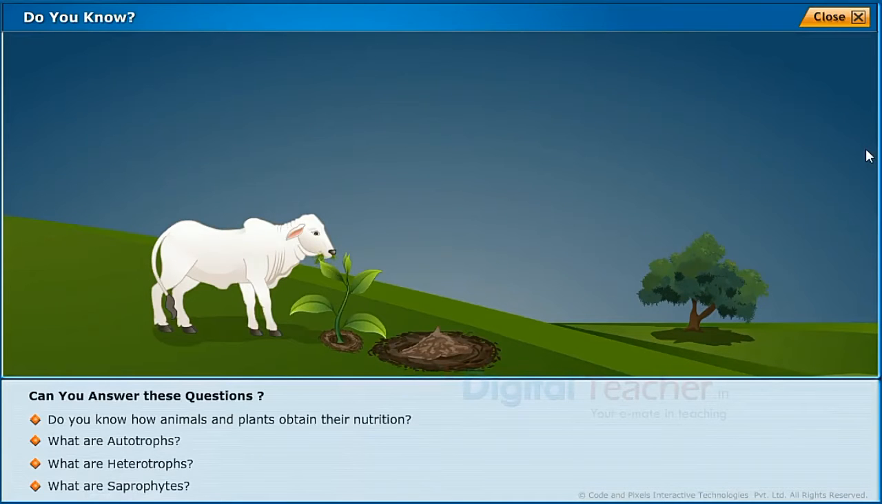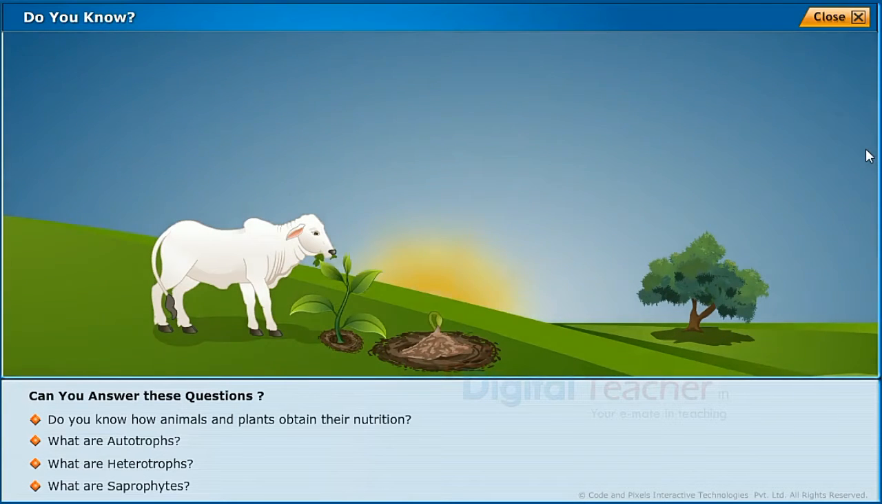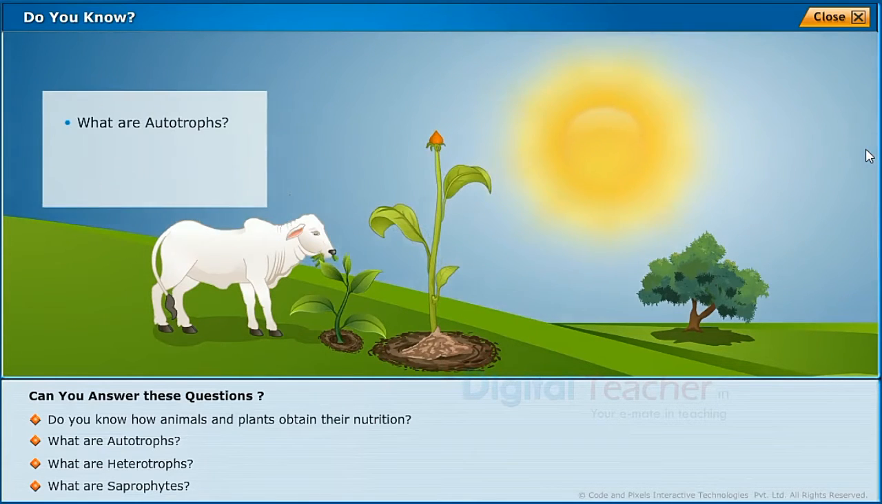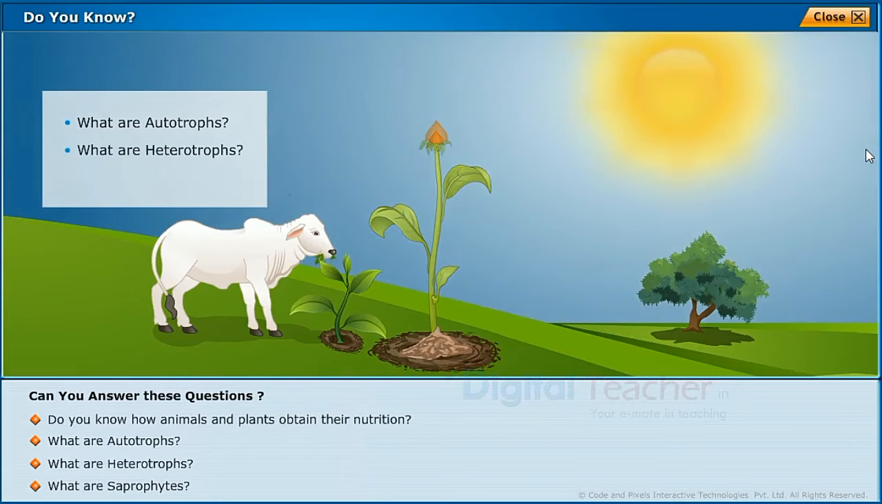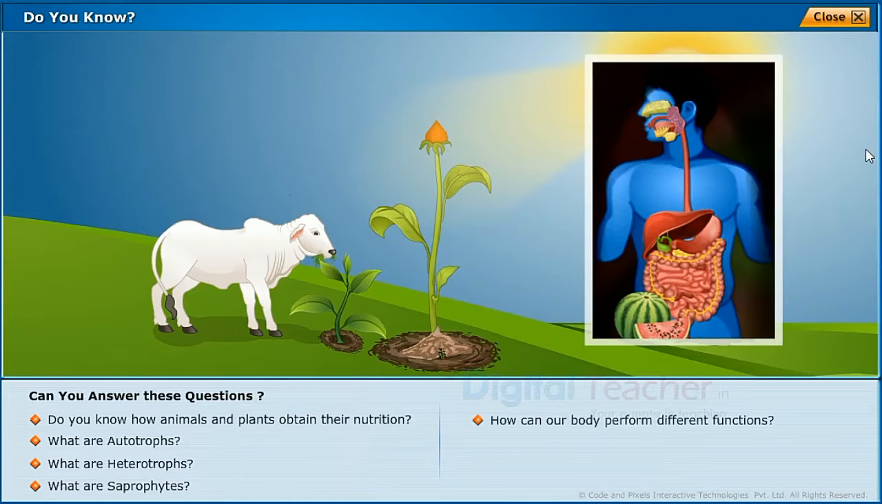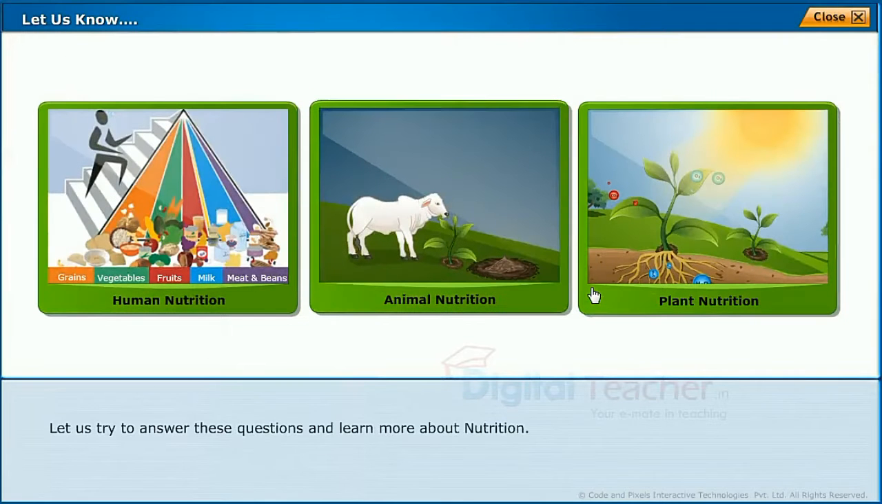Can you answer these questions? Do you know how animals and plants obtain their nutrition? What are autotrophs? What are heterotrophs? What are saprophytes? How can our body perform different functions? Let us try to answer these questions and learn more about nutrition.